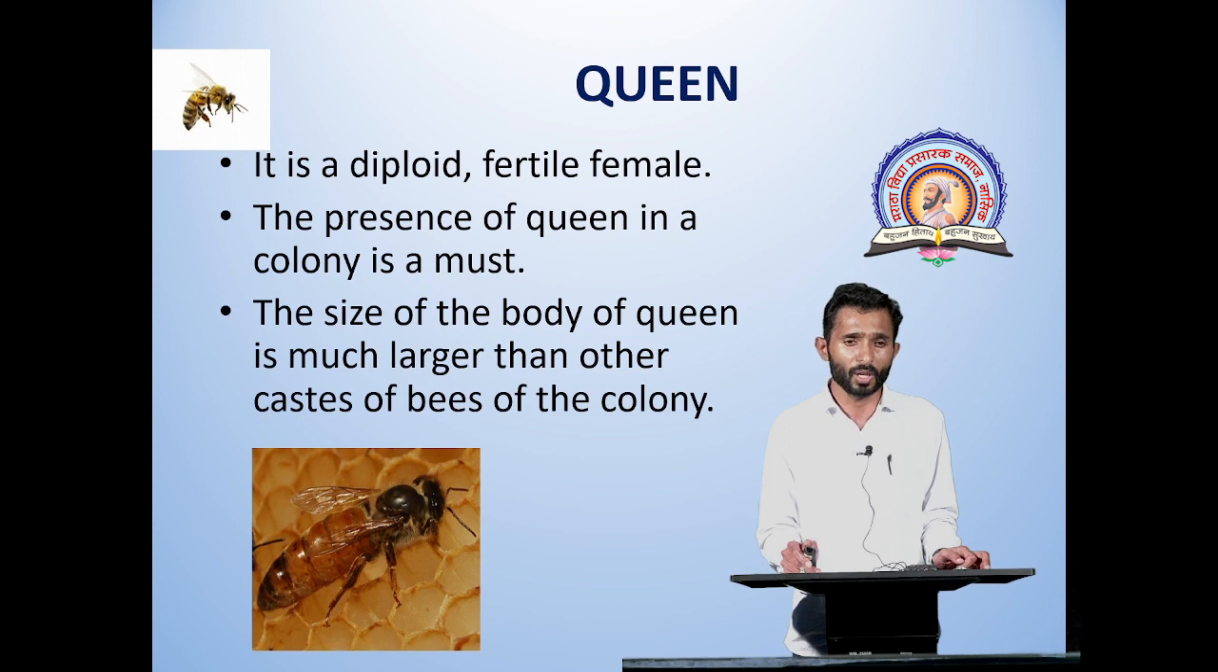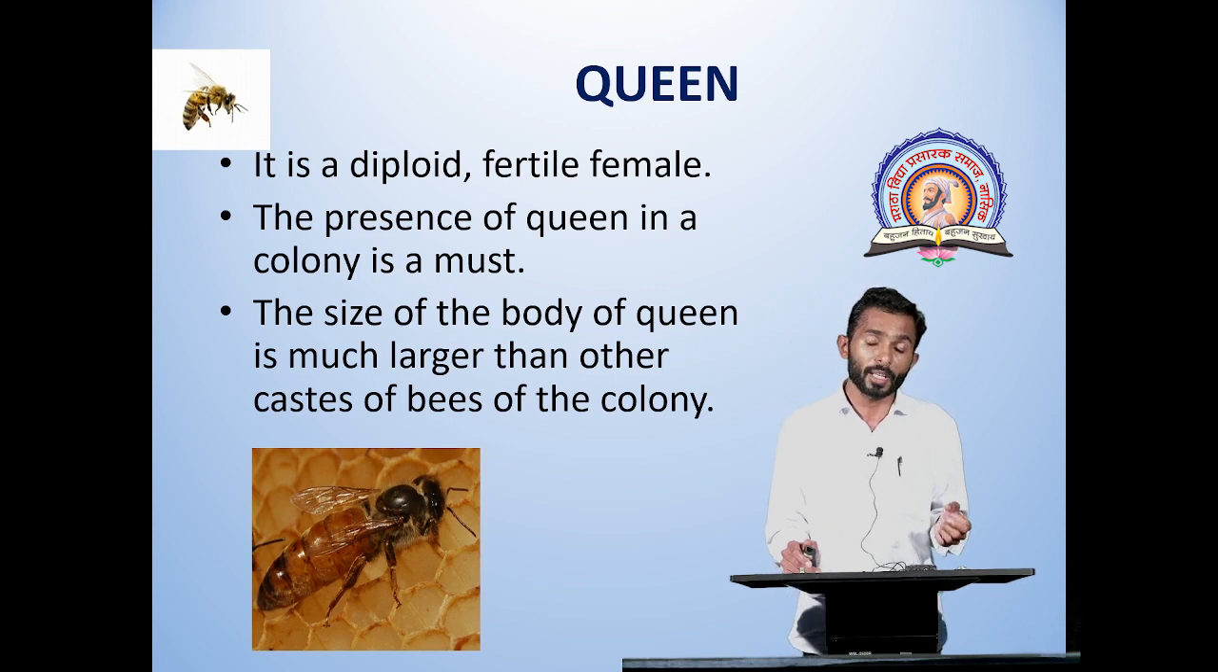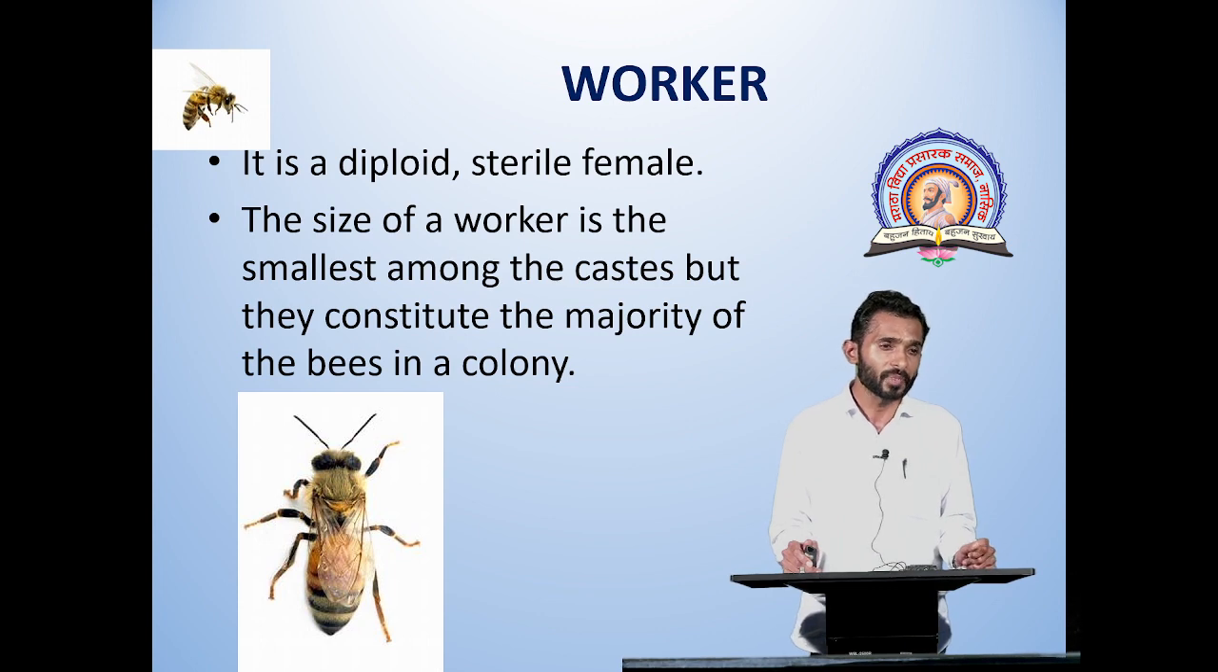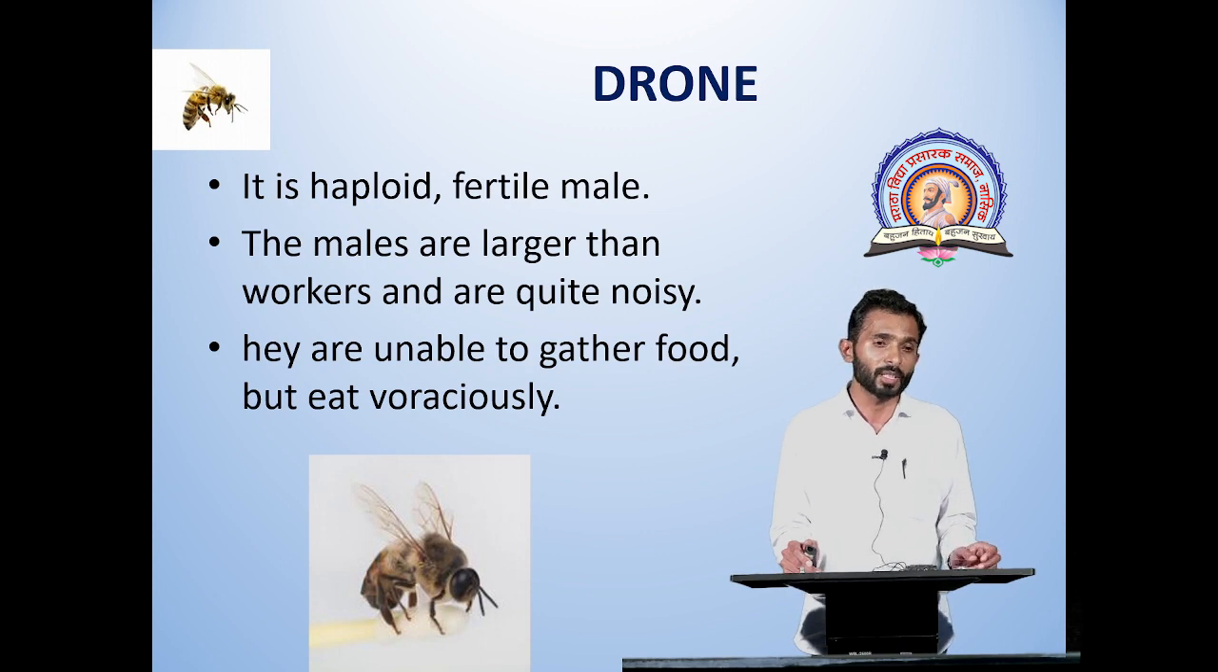Now the queen is diploid, a female, and she is also fertile because she mates with a drone and lays eggs. She is small in size, and very few, just one queen, are present in the hive. Second, the worker: thousands of workers are diploid, sterile females, and they perform the largest number of the different works in the hive that regulate and maintain it. Then the last one, the drone.